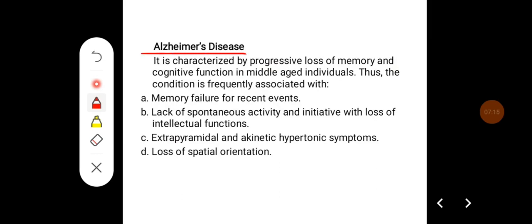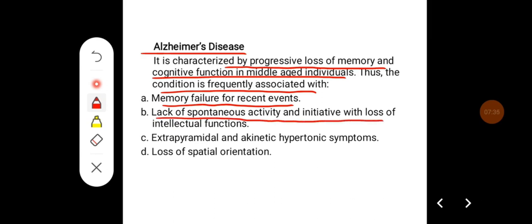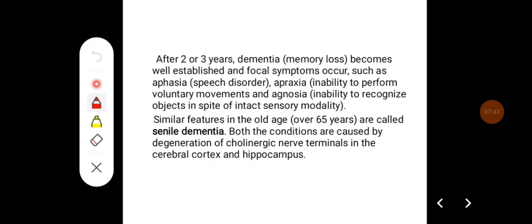Coming to some of the applied aspects related to memory and learning is Alzheimer's disease. It is characterized by progressive loss of memory and cognitive function in middle-aged individuals. Thus, the condition is frequently associated with memory failure for recent events, lack of spontaneous activity and initiative with loss of intellectual functions, and there will be extrapyramidal and akinetic hypertonic symptoms and loss of spatial orientation.